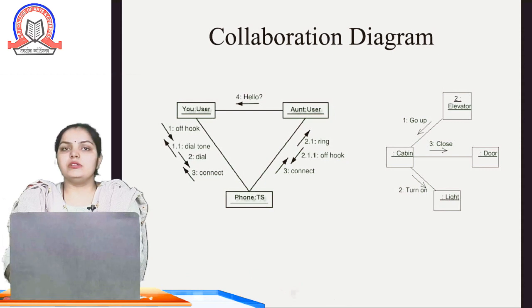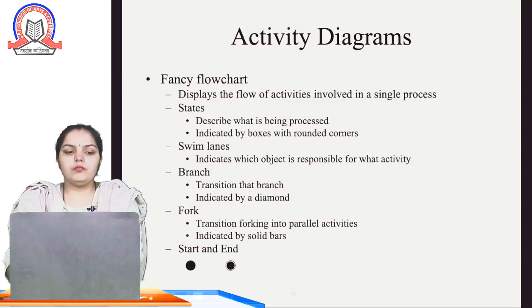So this is nothing but the collaboration diagrams, meaning how the different objects are communicating in a collaborative manner. Next is the activity diagram. Basically it is nothing but a flow chart with fancy information. It displays the flow of the activities involved in a single process.